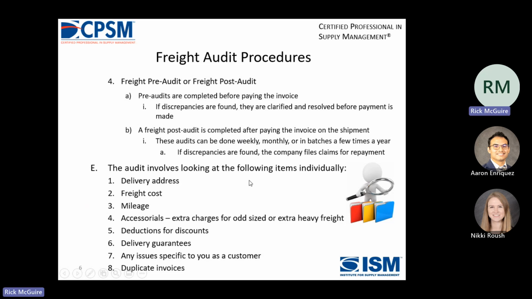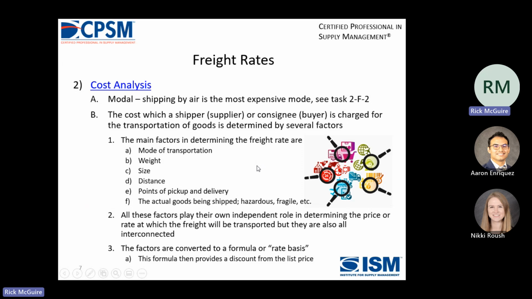The audit involves looking at the following items individually: delivery address, freight cost, mileage, accessories, deductions for discount, delivery guarantees, issues specific to you as a customer, and duplicate invoices. Kind of what we just covered.